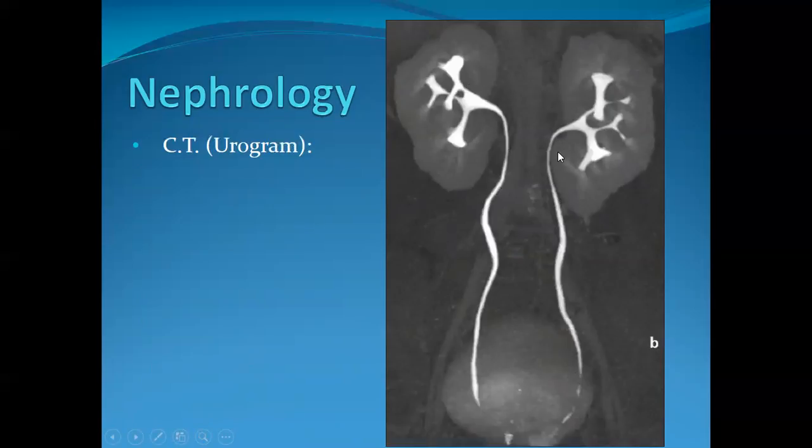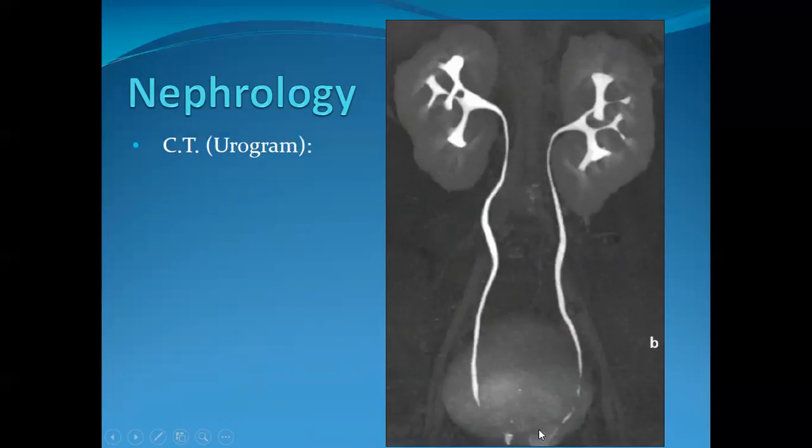Really, really nice depictions. You can move these around. You can change the intensity and kind of dull this down and see inside the collecting system for potential filling defects and areas of obstruction. But this is a normal CT urogram.